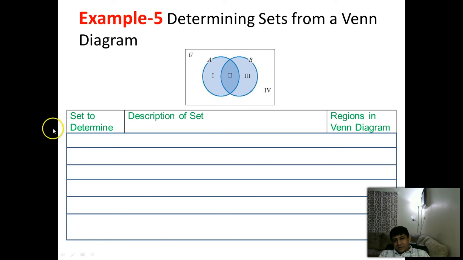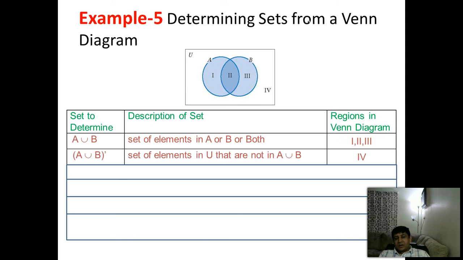this table here shows what we want to find, the description of the set, and which regions it will consist of from the Venn diagram. For example, if you want to find A union B, A union B will be the set of elements in A, B, or both. So this will basically be all elements here, all regions 1, 2, 3.